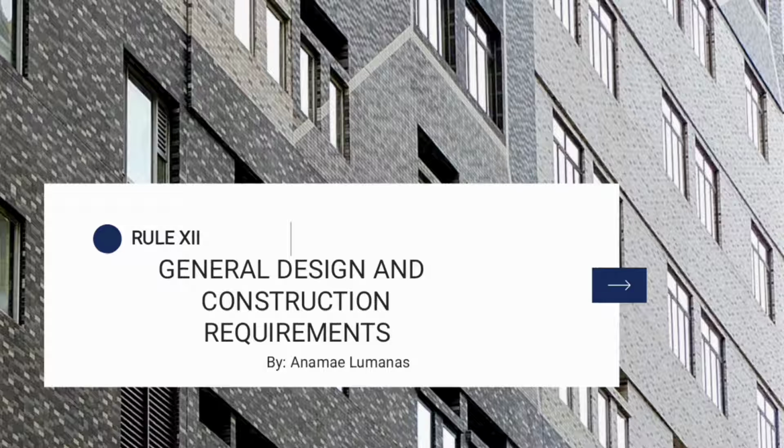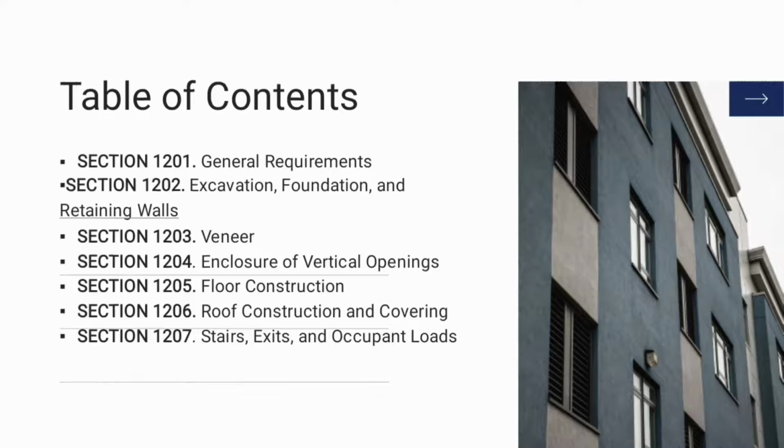Rule 12 of the National Building Code of the Philippines, which is all about the general design and construction requirements. This rule comprises different sections, starting from section 1201, the general requirements, section 1202, excavation, foundation, and retaining walls, section 1203, veneer, section 1204, the enclosure of vertical openings, the floor construction, roof construction and covering, and section 1207 about the stairs, exits, and occupant load.